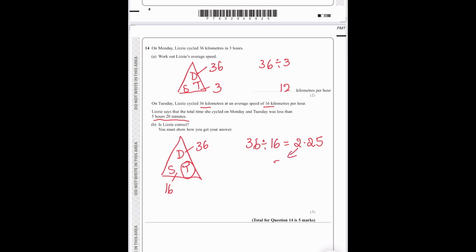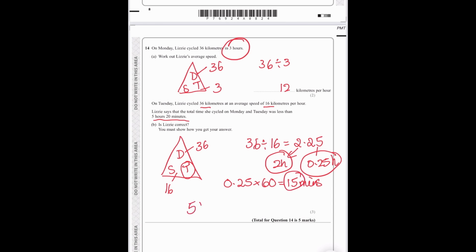So that is 2 hours and 0.25 hours. Now convert that to minutes. We do 0.25 times 60 because there are 60 minutes in an hour, and that gives me 15 minutes. So in total, she did 3 hours. Add 2 more hours is 5 hours. Add 15 minutes is 5 hours, 15 minutes. So is Lizzie correct? She said that she was less than 5 hours 20. So yes, she is correct.